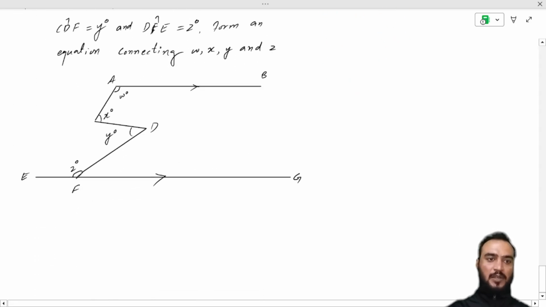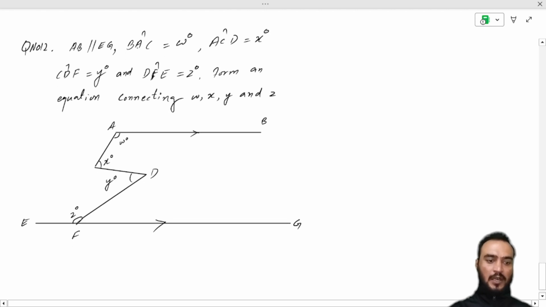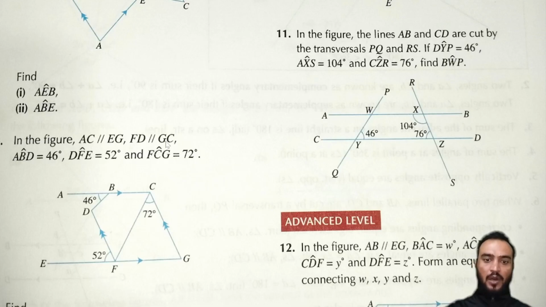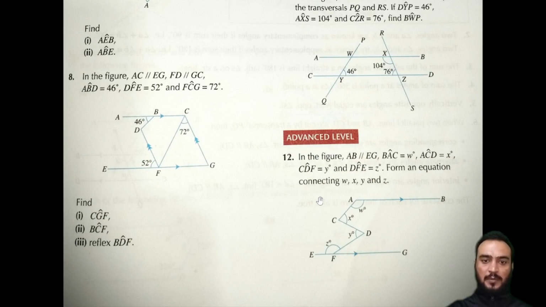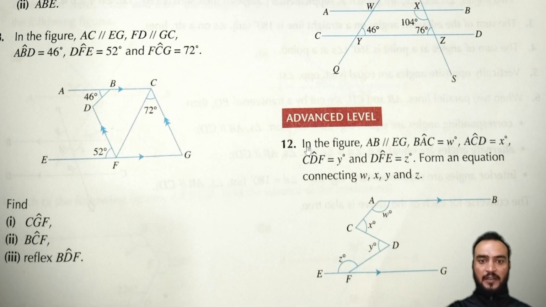So this is question number 12, which is written in front of you, and you can see question number 12 in the book also. This question is of advanced level. In the figure, AB is parallel to EG. BAC is equal to w degrees. ACD is equal to x degrees. CDF is equal to y degrees. And DFE is equal to z degrees. Form an equation connecting w, x, y, and z.